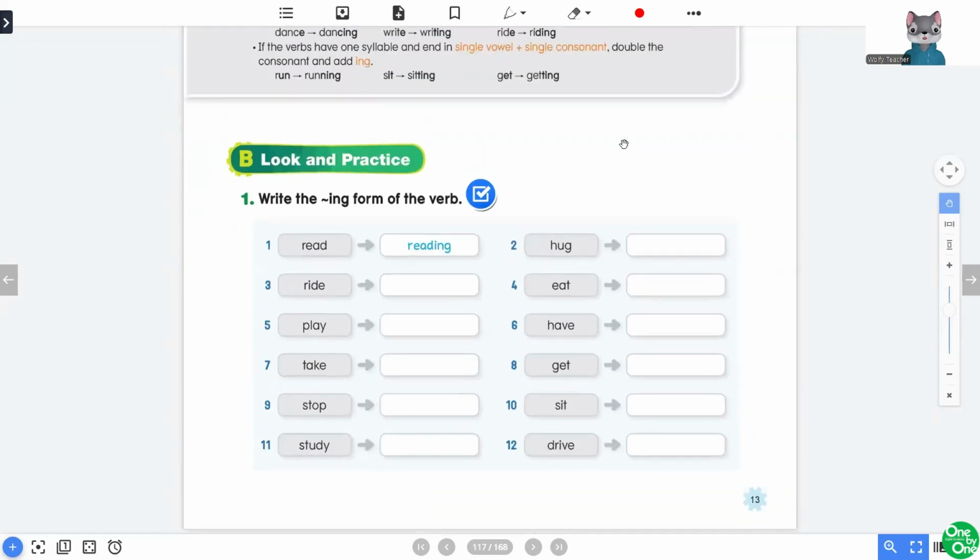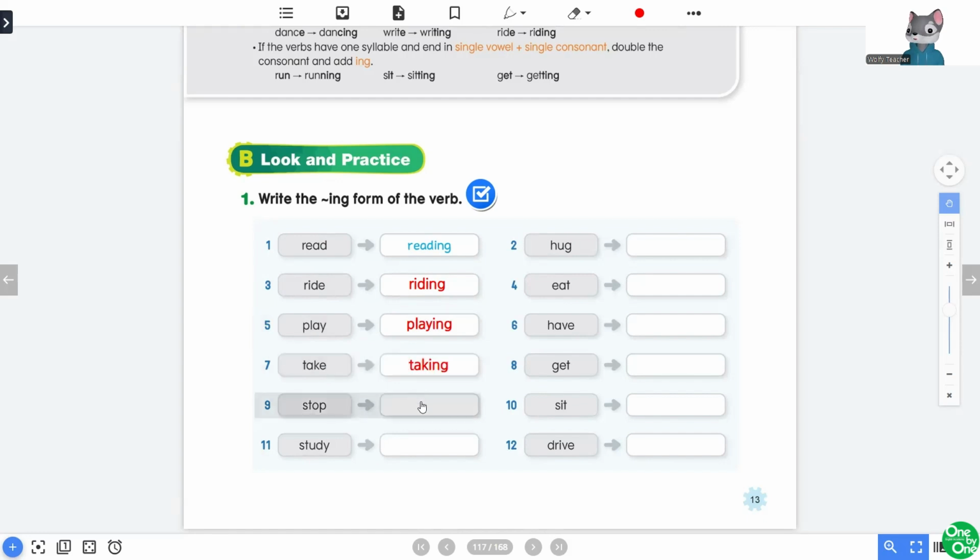On the first one, we're trying to make the ing form of this word. Read. At the end, because there is no e, there is nothing, we need to put an ing. Ride, there's an e. So what do we need? Of course, it's going to be take out the e and then put the ing at the end. Play. What about play? At the end, we just need to plainly just add in 뭐만 집어넣으면 돼? ing. That's great.